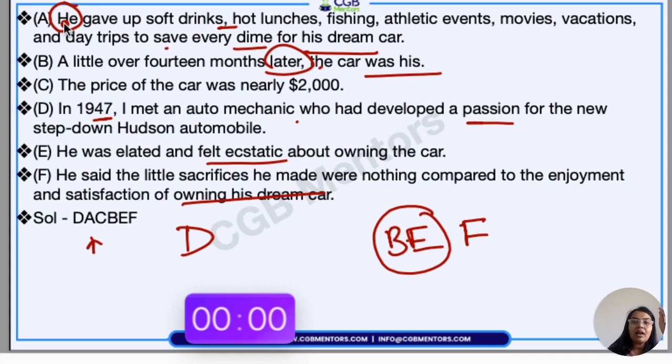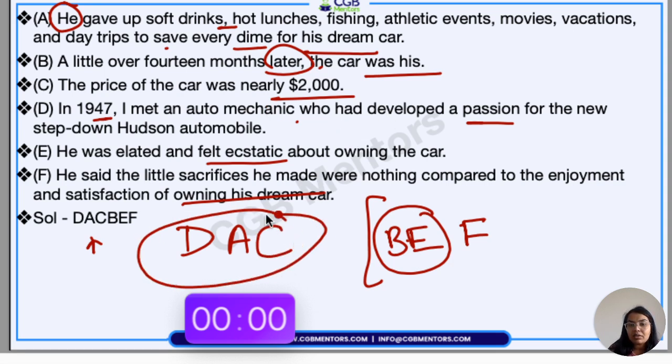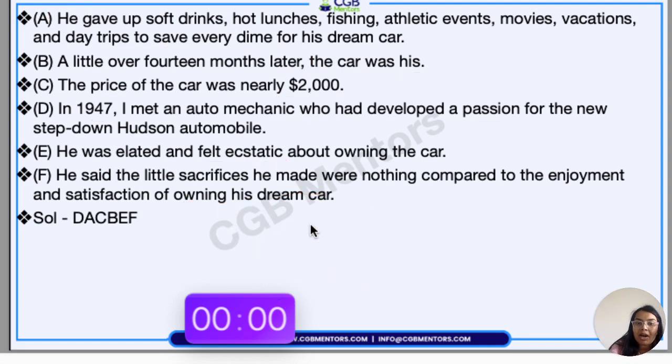A है how he worked to get his dream car. तो definitely वो dream car own करने की story के पहले आएगा. C says the price of the car was nearly $2,000. तो यहाँ पे car की dream थी, क्या करा उसने, and then we are talking about the price of the car. फिर उसको car मिल गई and he was happy. So this story pattern था जो आप बहुत ही easily, बहुत ही अच्छे से कर सकते हैं.